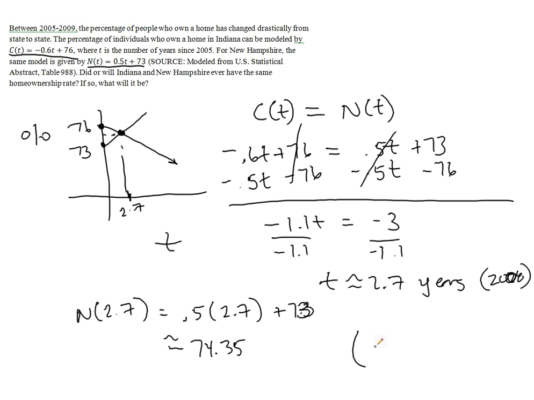And so the ordered pair that they share in common would be (2.7, 74.35). This is years, and this is the percentage of people who own a home.